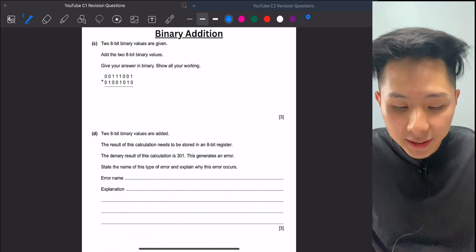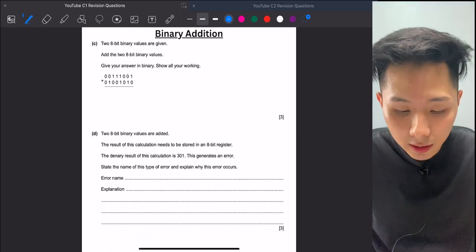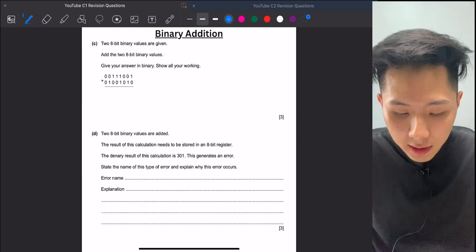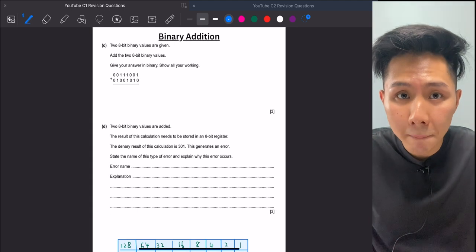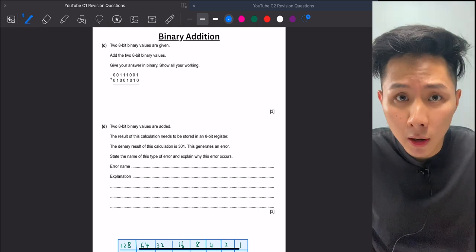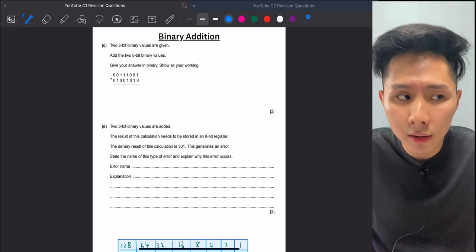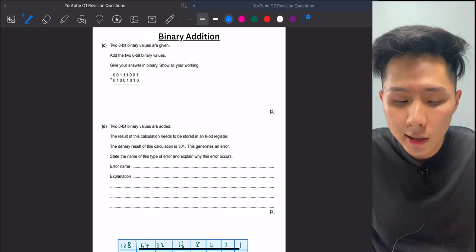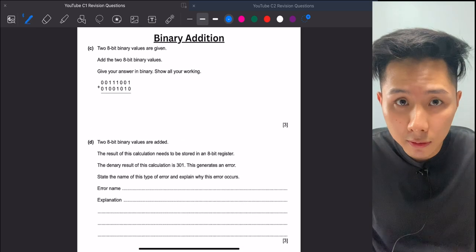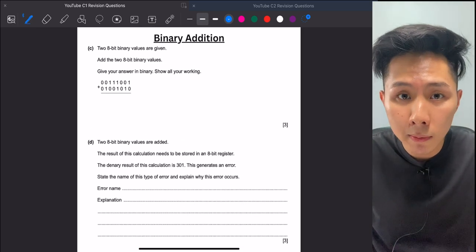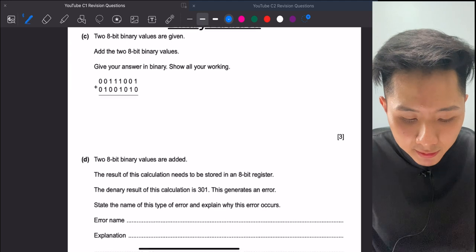So let me see what are some questions. The last part of our video here is about binary addition and also binary shifting. I couldn't really find questions on it, perhaps because they are newly added into your syllabus. So I've taken all these questions from the specimen paper that Cambridge has published. Let's try to do it.